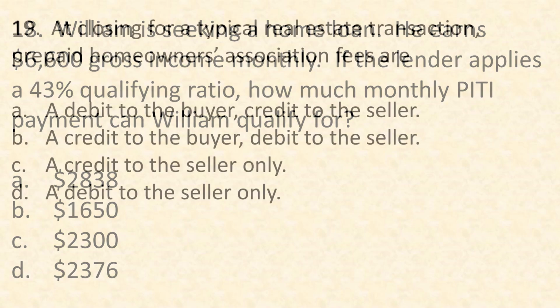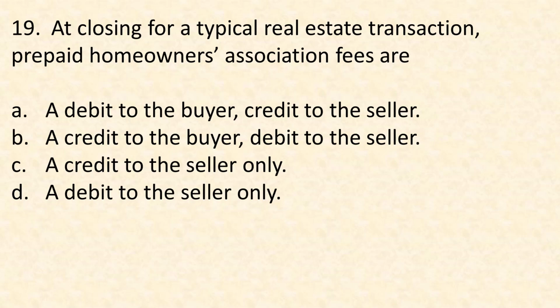Question number 19. At closing for a typical real estate transaction, prepaid homeowners association fees are A. A debit to the buyer and a credit to the seller. B. A credit to the buyer and a debit to the seller. C. A credit only to the seller. Or D. A debit to the seller only.